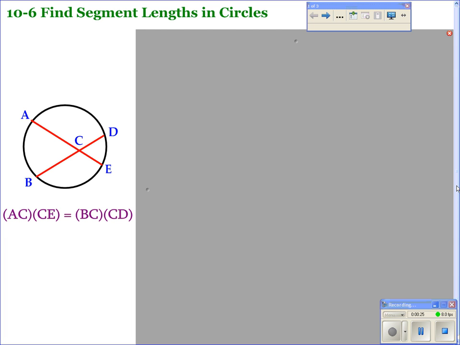So if you look right here, AC is right here. We're going to multiply that times CE, which is the other part of that segment, and set that equal to BC times CD and solve. One of those values is going to be X, the others are going to be numbers. You just get X by itself. We'll do some examples later, but let's learn the three formulas first. So that's the first one.